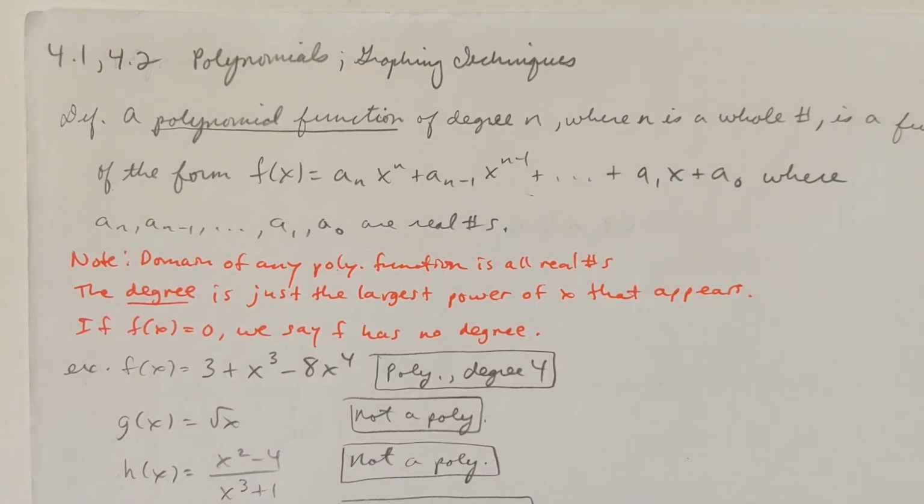Okay, chapter 4 is all about radical and rational equations and polynomials and things like that. I'm going to combine 4.1 and 4.2, which is polynomials and graphing techniques.